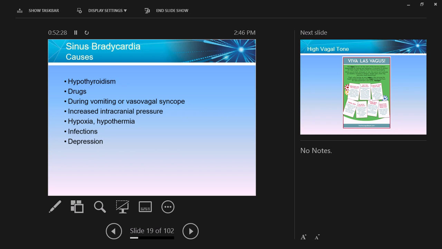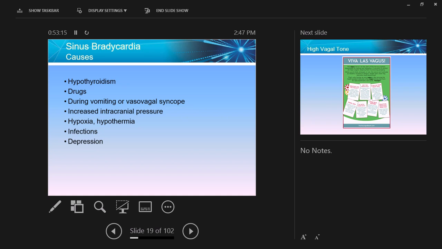Other things: increased intracranial pressure. Remember, in head injuries, what three symptoms are we looking at? Cushing's triad, which is what? Increased blood pressure, irregular respirations, and bradycardia. Hypoxia and hypothermia initially will cause an increase in your heart rate, but as they get worse, the heart rate will begin to drop. Infections, obviously, because of the way the body is working, especially if you get a patient that has sepsis. And finally, clinical depression can cause a decrease in your heart rate as well.